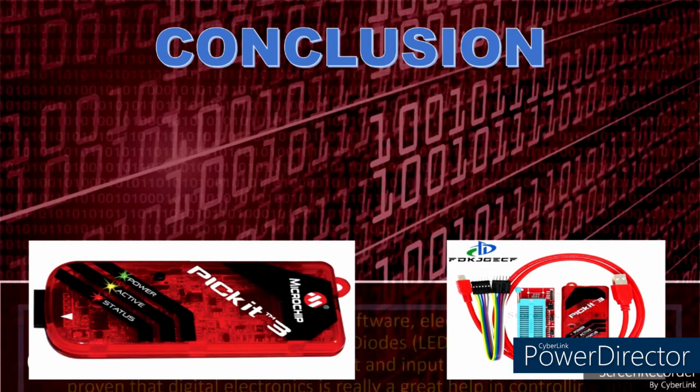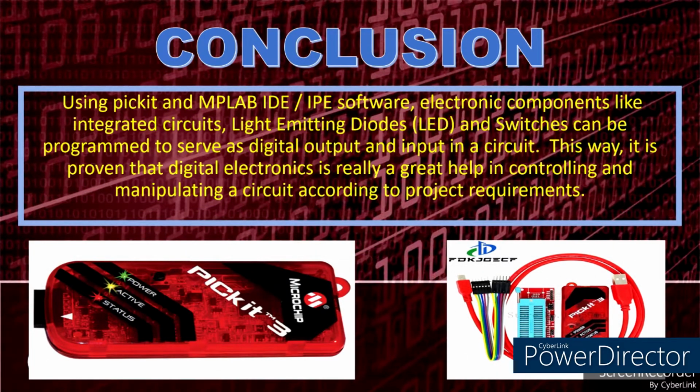As a conclusion, using PICkit and MPLAB IDE and IPE software, electronic components like integrated circuits, light emitting diodes (LEDs), and switches can be programmed to serve as digital output and input in a circuit. This way, it is proven that digital electronics is really a great help in controlling and manipulating a circuit according to project requirements. So this will be the end of our experiment 2, the digital input and output.